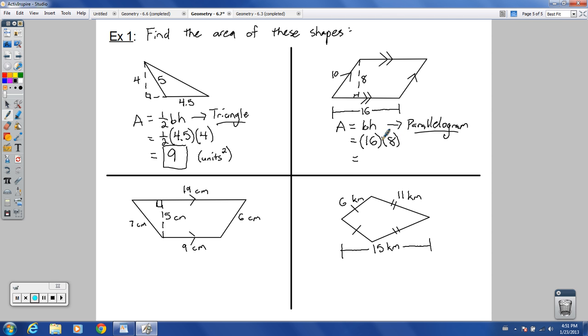If you multiply 16 times 8, 8 times 8 is 64, so you can just double that, and you're going to get 128. So 128, there's no units, so you could be done right there. If you were to write the word units, I would need to see units squared and not just plain old units. This one, if you say trapezoid, you got it. It's one pair of parallel sides here and here.